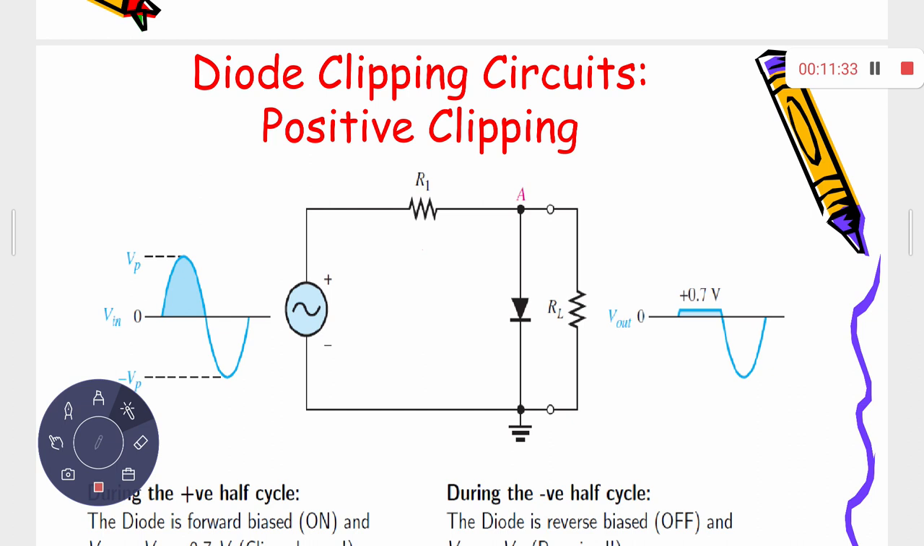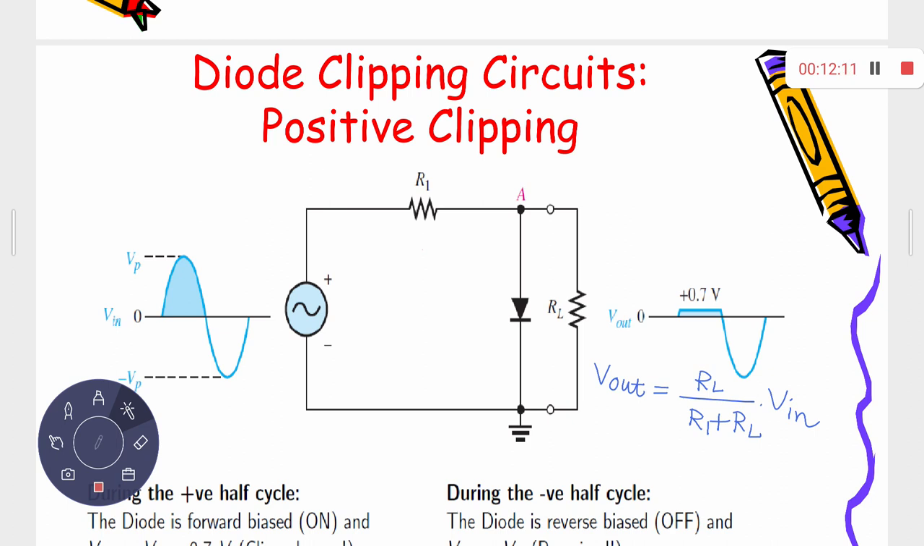If I assume that this R1 is much, much smaller, your output V out, when the diode is not forward biased, is given by RL by R1 plus RL times Vin. Now if I assume that my R1 value is much, much smaller with respect to RL, that means there is almost insignificant drop across this resistance R1. So you have this entire drop across RL. So your V out is approximately equal to Vin.